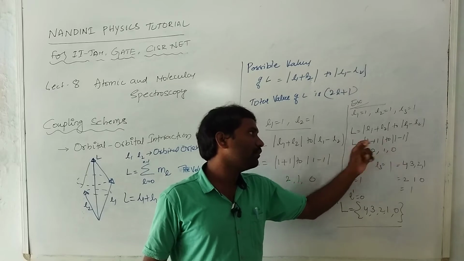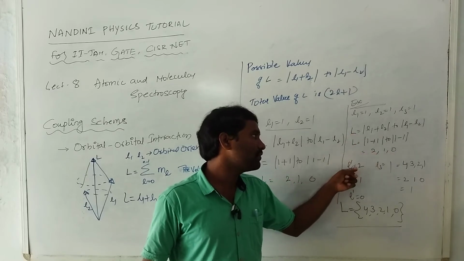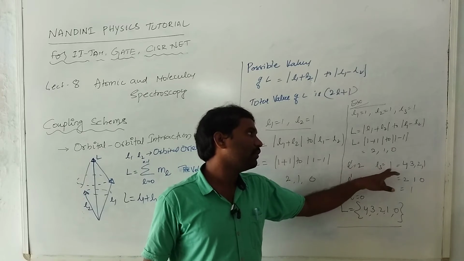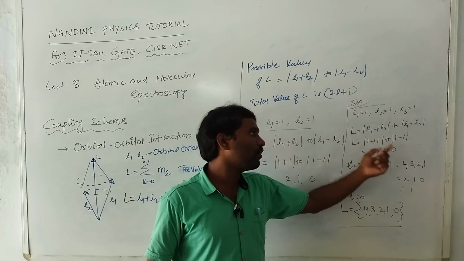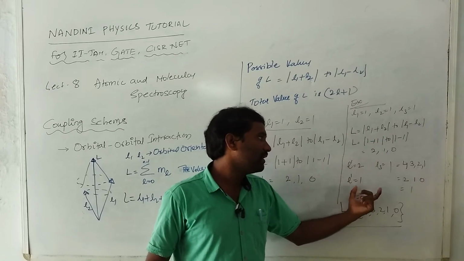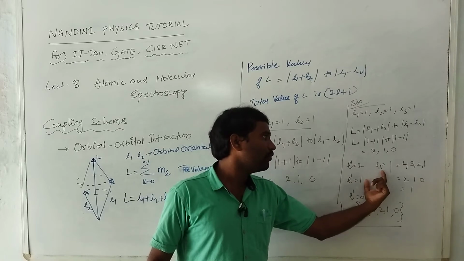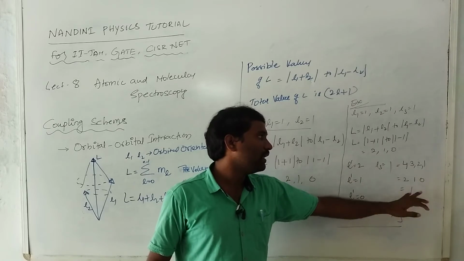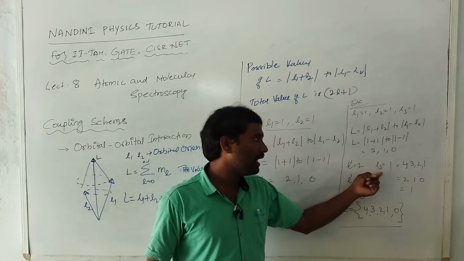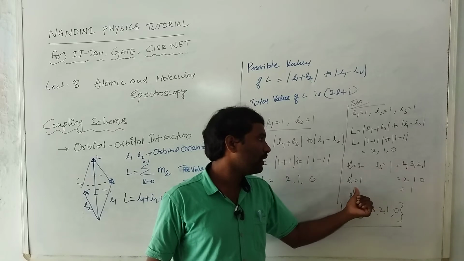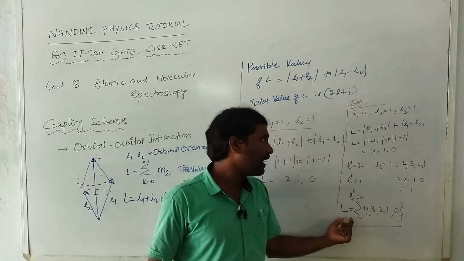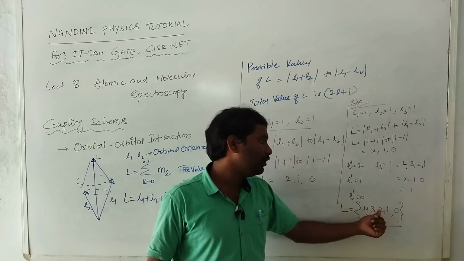Again, what values will you get in the first case? Using L dash, first L dash is 2 and L3 is 1. Using this formula again, I can find 4, 3, 2, 1. For the next state, L dash is equal to 1 and L3 is 1, we get possible values 2, 1, 0. For L dash equal to 0 and L3 equal to 1, we get possible value 1. So the total possible values of angular momentum L are 4, 3, 2, 1, 0.